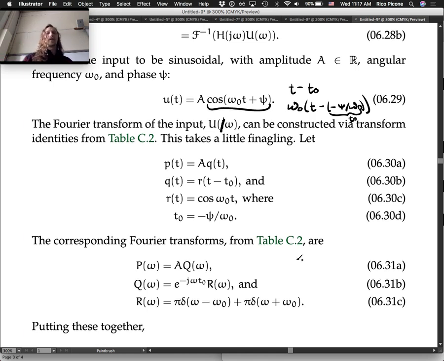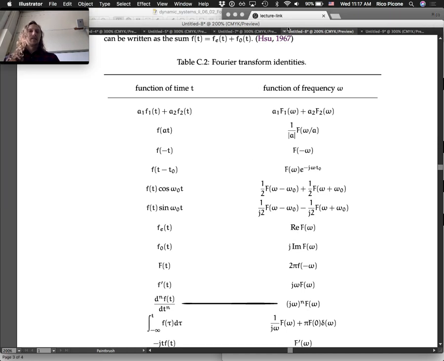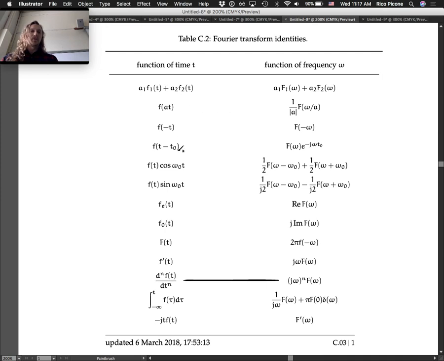And now we can look up the corresponding Fourier transforms from the table. So the first one is that the Fourier transform of p of t is going to be P of omega. It's going to be equal to A times Q of omega. So this was the good old-fashioned scaling, which shows up in the first line. If your A2 is 0 and you just focus on the A1, F1, you get A1, F1. So if you scale your time domain, you scale the frequency domain. So that's what we did in this first one.